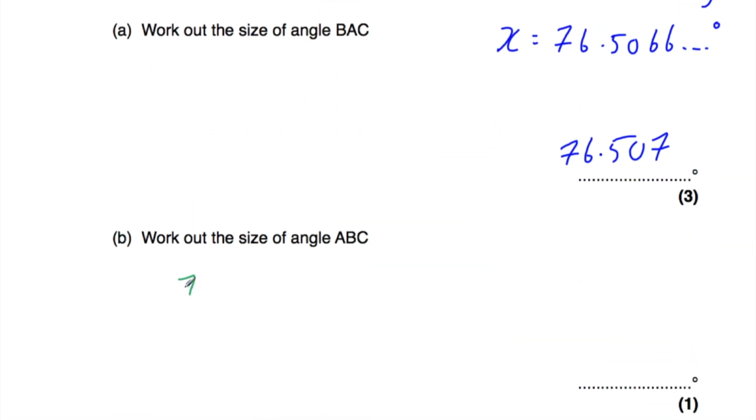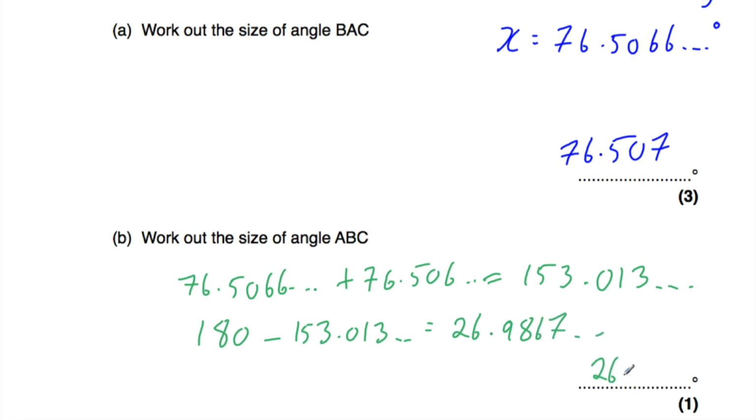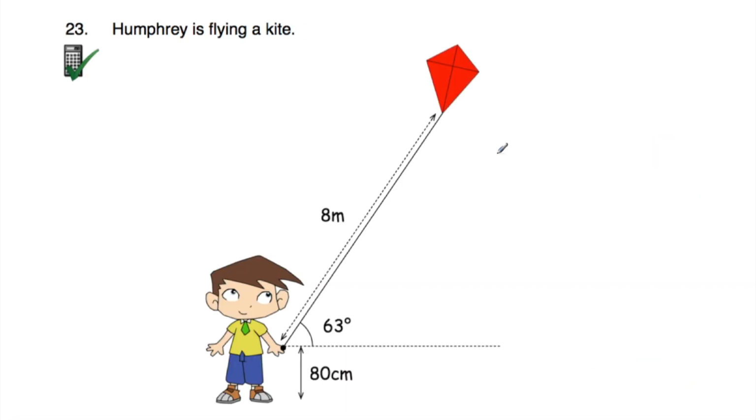So let's do 76.506 and so on plus 76.506 and so on, and see what we get. And now that's on my calculator display already, so I just need to do answer plus answer, or answer times 2, and that's equal to 153.013 and so on degrees. Now we want to take that away from 180 degrees, so we'll just do 180 subtract 153.013 and so on, and that's equal to 180 degrees subtract answer, and that's equal to 26.9867 and so on. And if we just round that to 2 decimal places, that'll be 26.99 degrees, and that's it. Okay, let's have a look at question number 23.